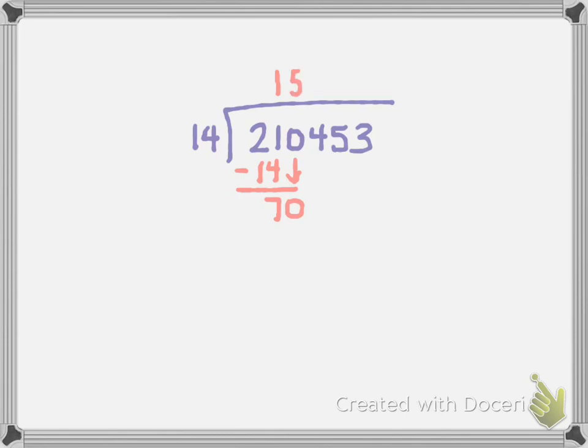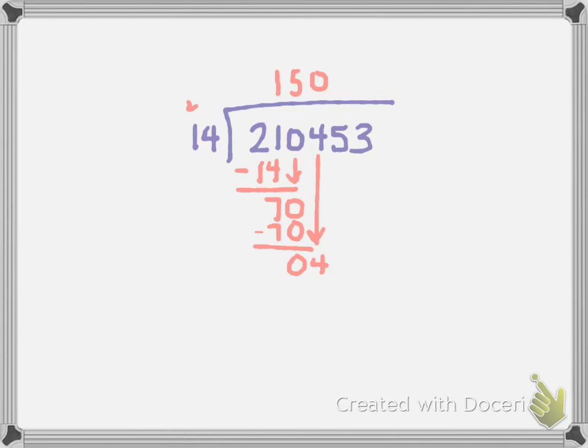5 times 4 is 20. Carry the 2. 5 times 1 is 5, plus 2 is 7. So that's 70. Subtract, I get 0. Bring down the 4. Now this is where sometimes we make mistakes. 14 doesn't go into 4, so you think, well, I've got to bring down the 5. But first you have to answer that question. How many times does 14 go into 4? And the answer is 0.